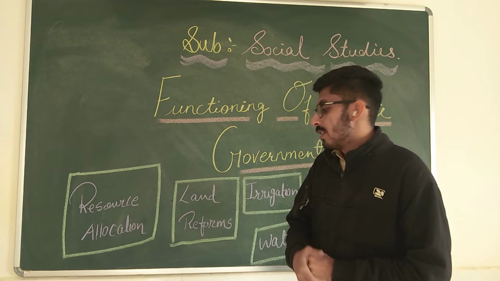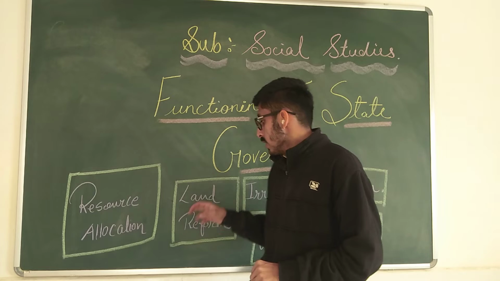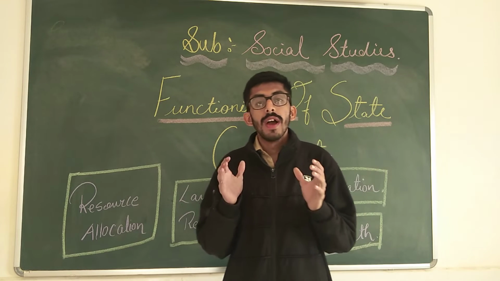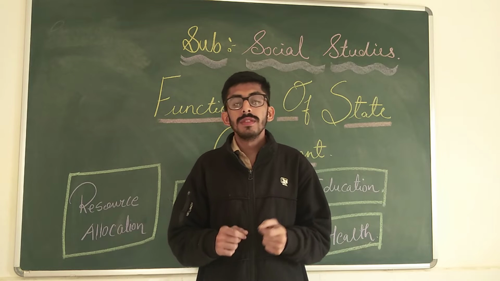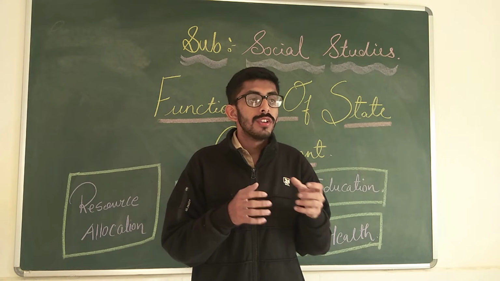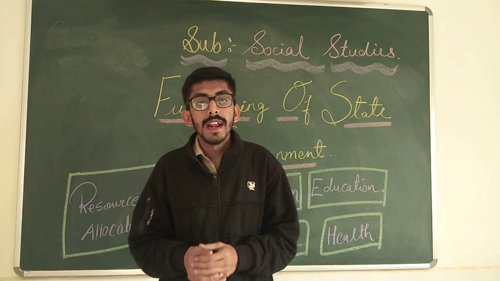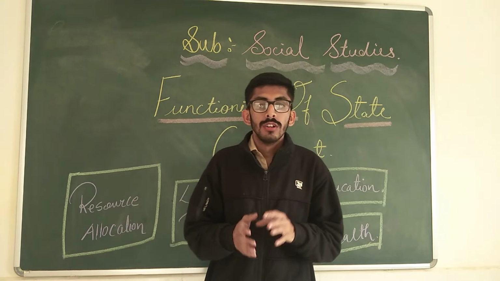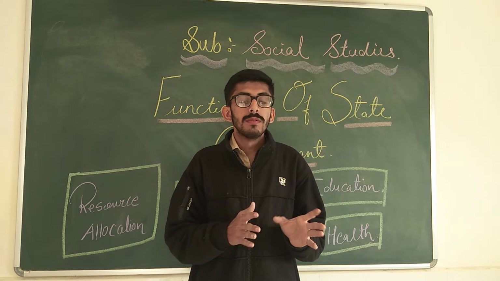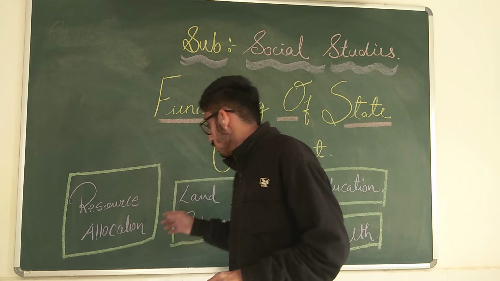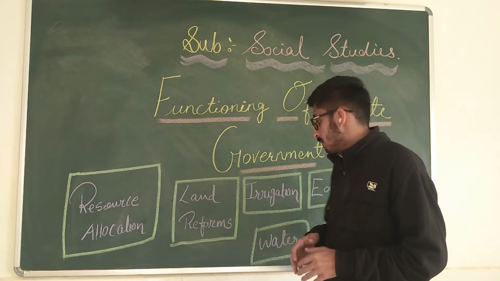Second is land reforms. After Indian independence, there were land reforms where we abolished the zamindari system. We have discussed that the zamindari system means the rich people who purchased the land and gave it on rent to the poor farmers, and by this the poor farmers were exploited. So in land reforms, these were the topics which have been covered.